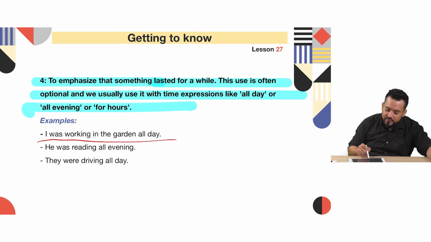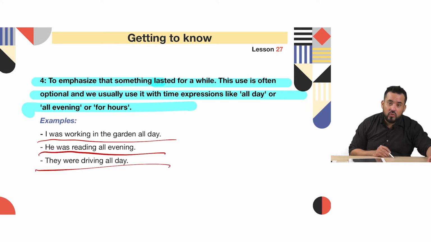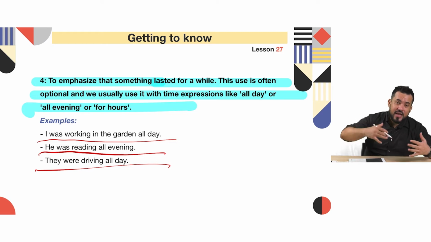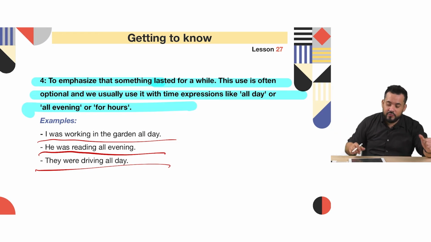Okay, so to emphasize that something lasted for a while. Something took a long while to finish or to complete. I was working in the garden all day. He was reading all evening. They were driving all day. So to emphasize that this action happened in the past, but it took a long time to finish.